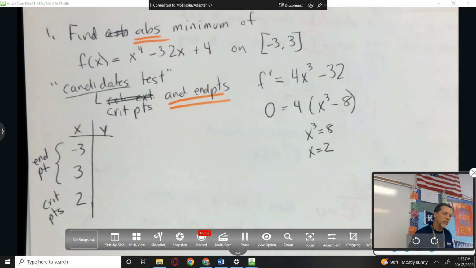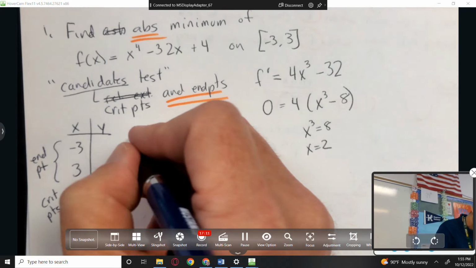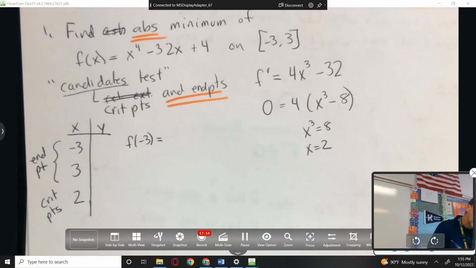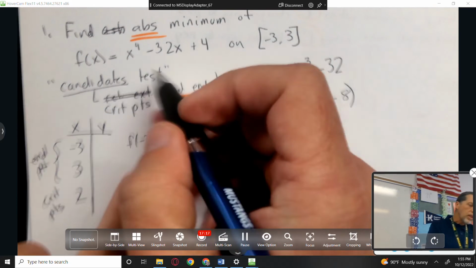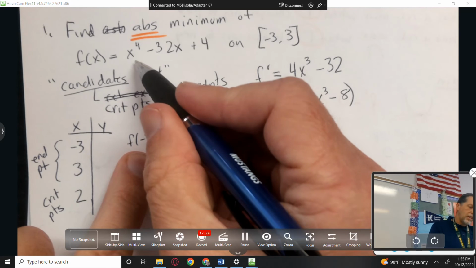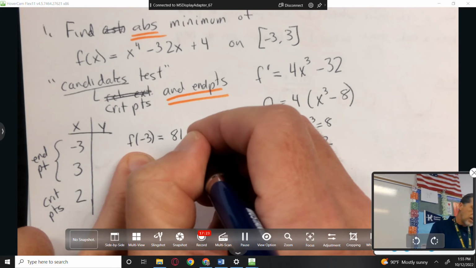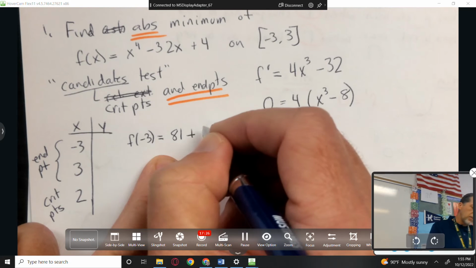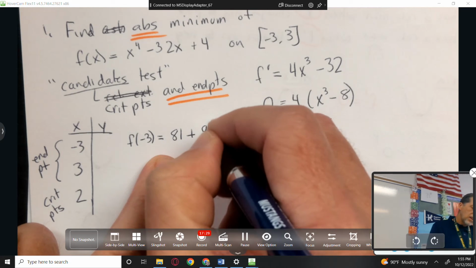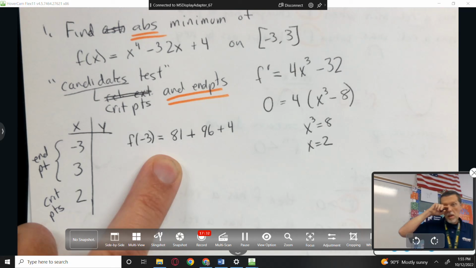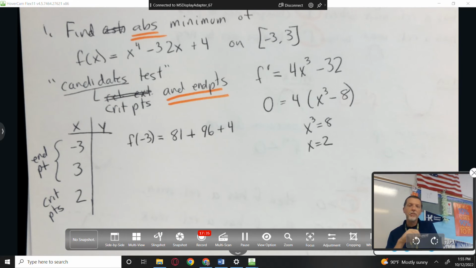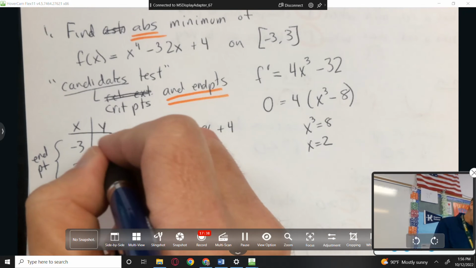If I want to know which one of those is the lowest of the lows, what do you think we could do? This is like Algebra 1 stuff that we're about to do. Just plug them in and pick which one's the lowest. So f of -3. 3 to the 4th is 81, plus 32 times 3, 96, plus 4. Well, that was a little bit of a hand for us there. 181.